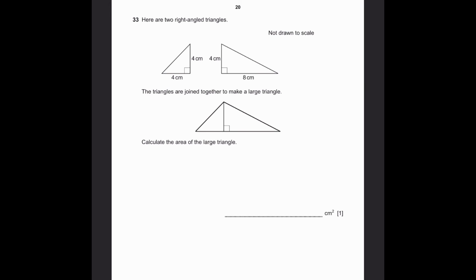Question 33. Here are 2 right-angled triangles. The triangles are drawn together to make a large triangle. Calculate the area of the large triangle.